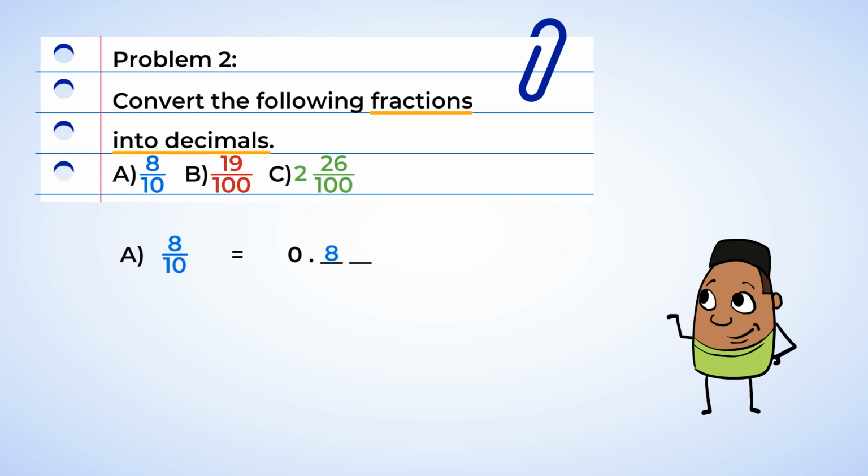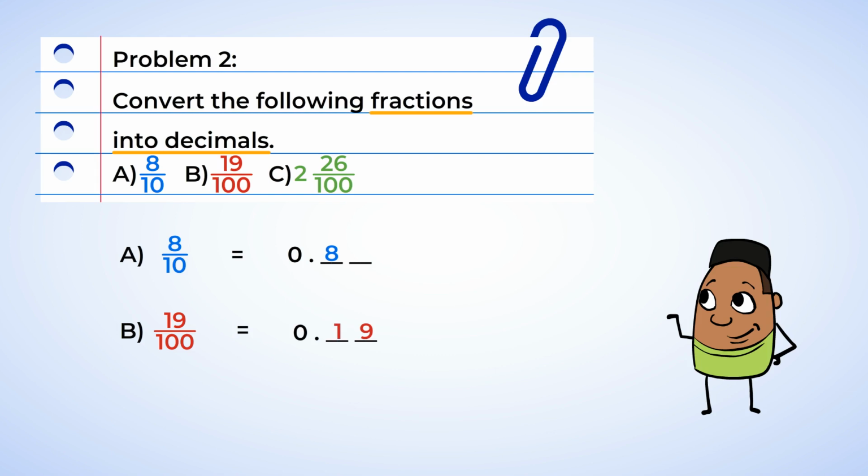Awesome! Moving on to the next part, B. Okay, here we've got 19 hundredths. Well, we know that the second place to the right of the decimal is the hundredths place, so the 9 represents the smaller place value and therefore goes in the hundredths place. The 1 for the 19 will go in the tenths place, and perfect! 0.19 is read as 19 hundredths.